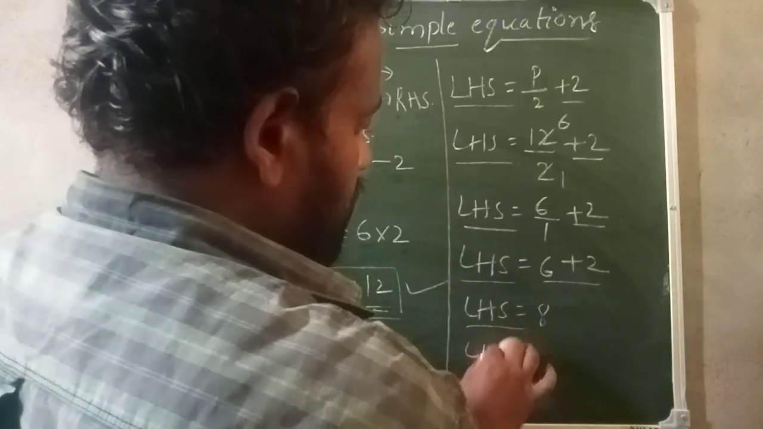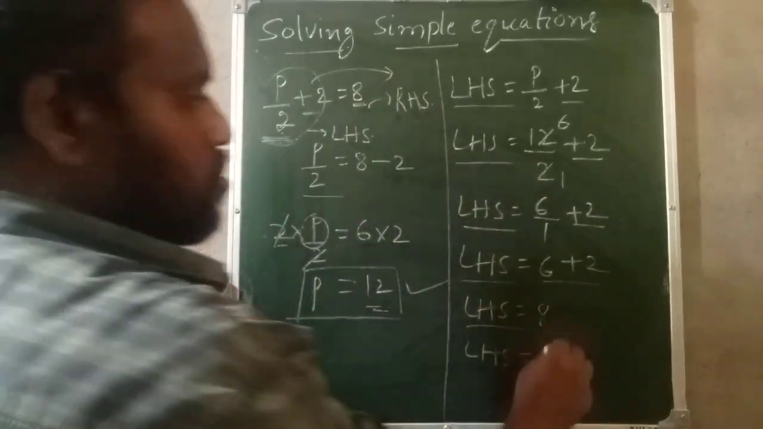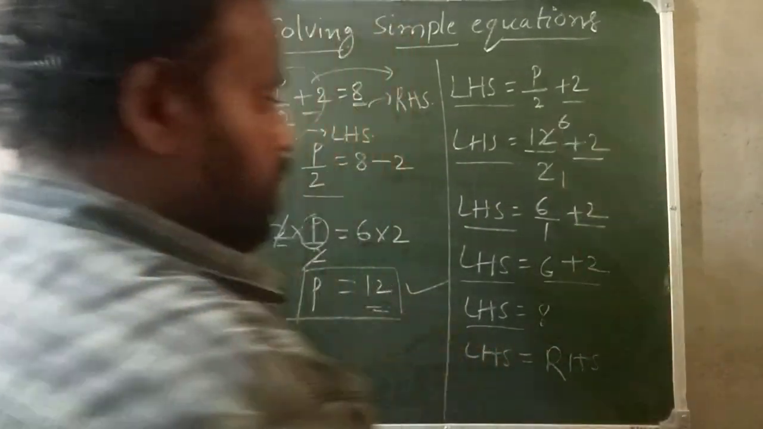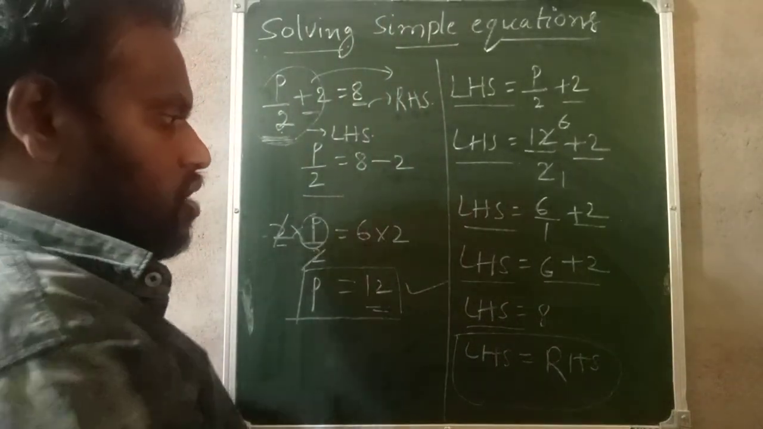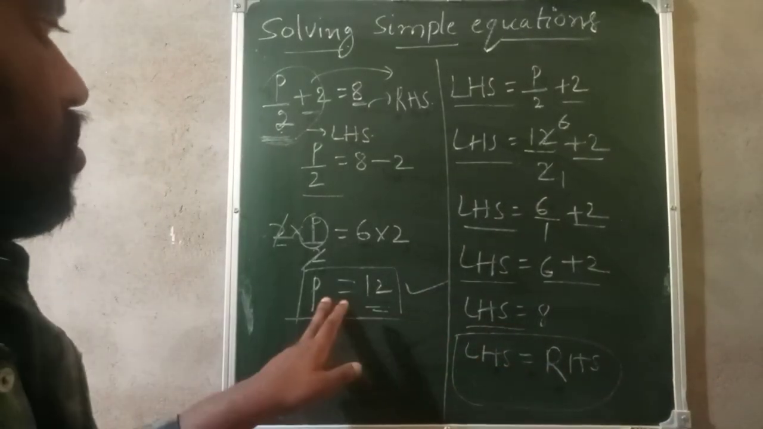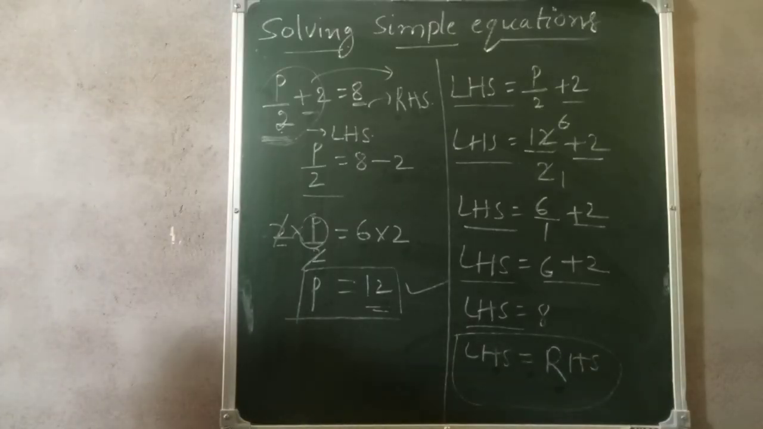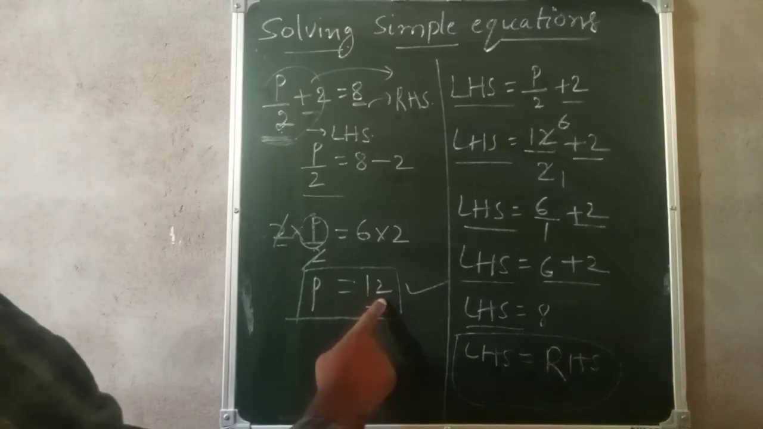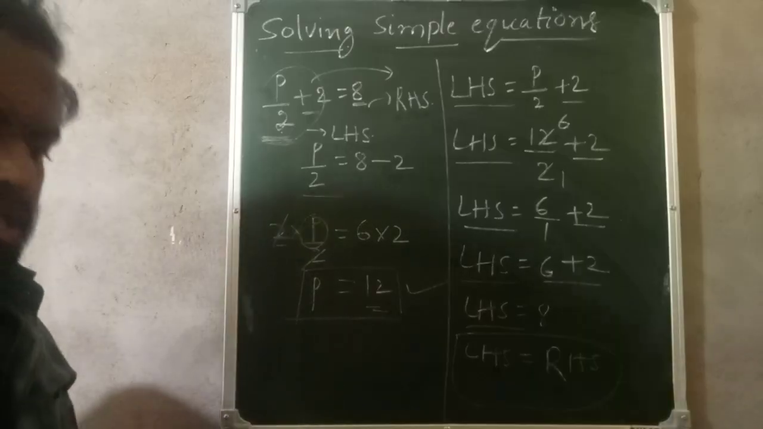Next step, write LHS is equal to 8, which means RHS. Now see, we got LHS is equal to RHS. Since LHS is equal to RHS, the answer is correct. So the answer p is equal to 12 is correct because LHS is equal to RHS.